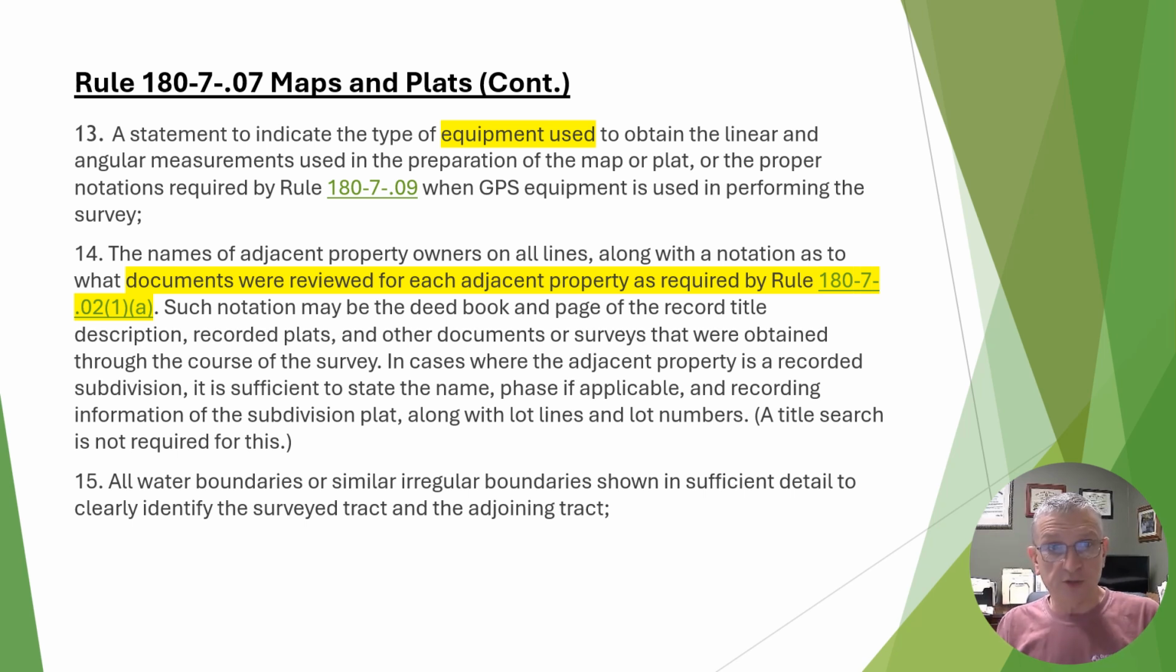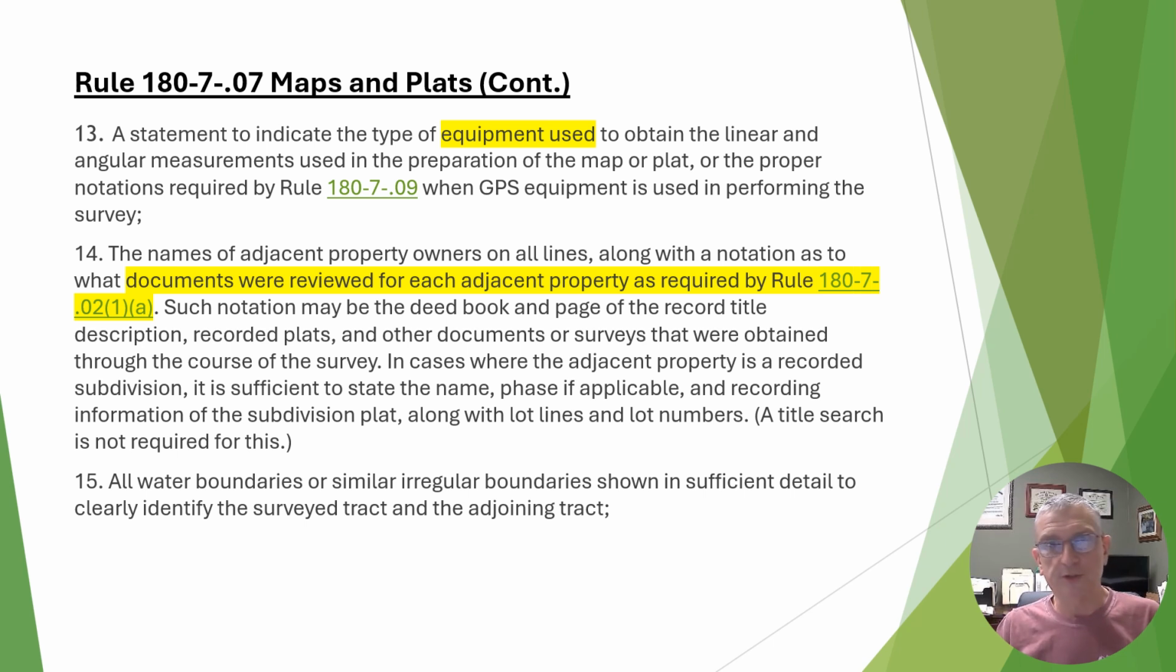Such notation may be the deed book and page of the recorded title description, might be recorded plats, might be other documents or surveys that were obtained through the course of the survey. Maybe they were unrecorded and the neighbor gave you one. Maybe you found one in the crusty old files of the tax assessor's office. In the case where the adjacent property is a recorded subdivision, it is sufficient to state the name, the phase, the recording information along with the lot lines and the lot numbers. You do not have to put every individual owner.